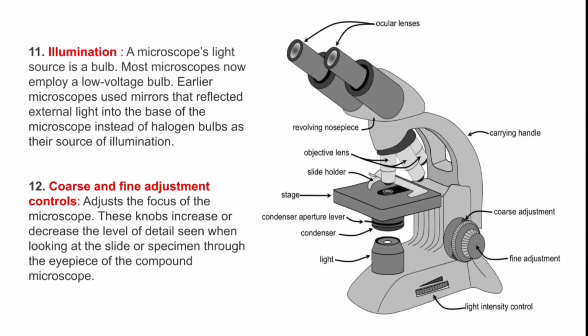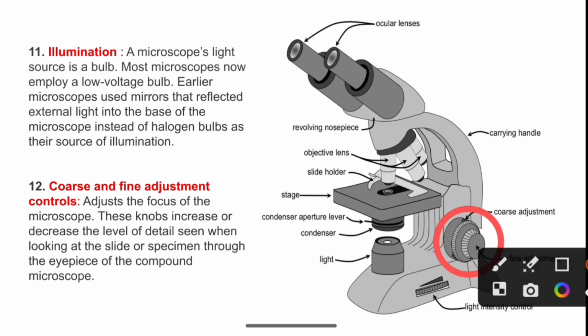Next, coarse adjustment and fine adjustment. Basically, coarse adjustment helps to move the stage up and down and bring it closer to the lens. And by using the fine adjustment knob, you can make small adjustments as it brings the object into focus. Here you can see the knob.